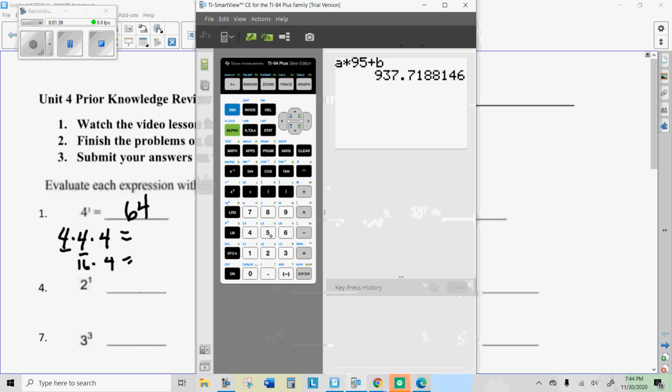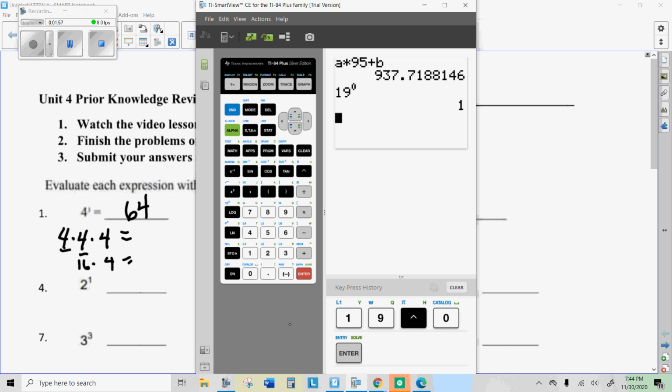Okay, so we need to do 19 to the 0 power. And there's this button right here. You can see it in red all lit up there. That's called the caret. That's what you use to raise to a power. Notice on my calculator that we now are flashing in the power area. And then I want a 0 power. And yeah, that equals 1.